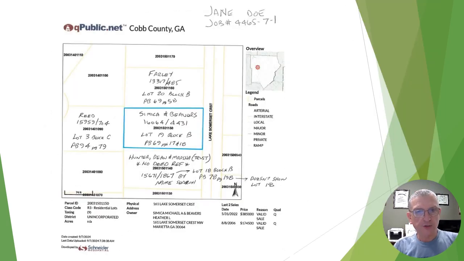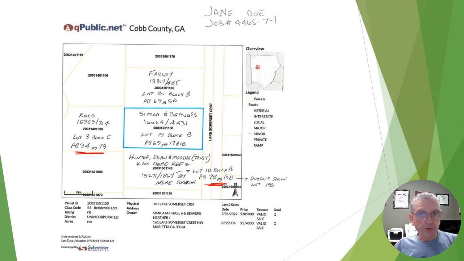So let's go back to this. This is, you might say, the front page of our field pack. This is where we've written down all the information. Going back to kind of discern this, here's plat book 69, column 4 and lot 20, page 58. Page 17 is ours. Dean Hunter's calls for plat book 78, page 198. And Reed calls for plat book 94, page 79.